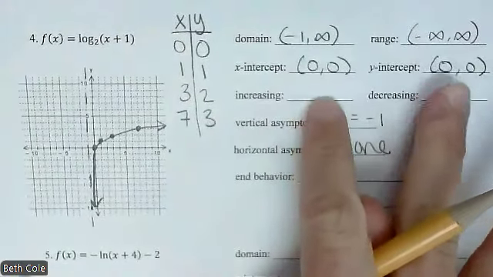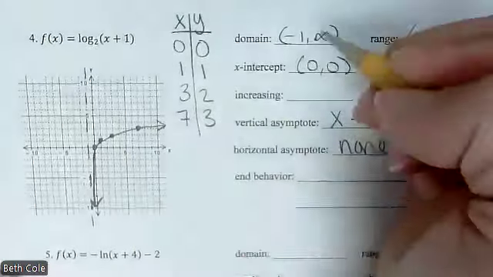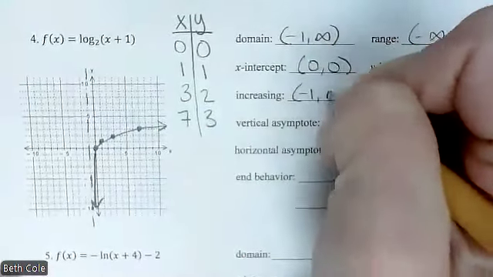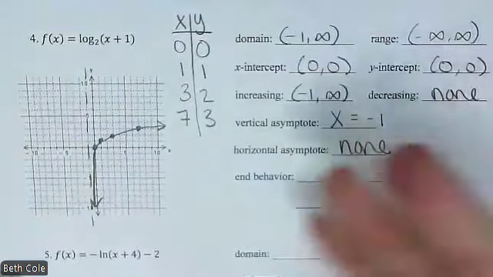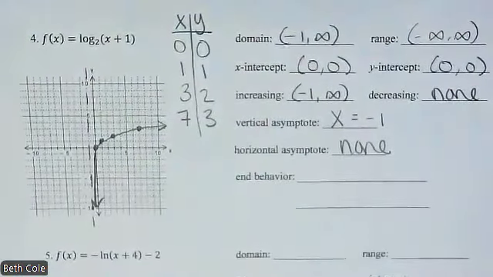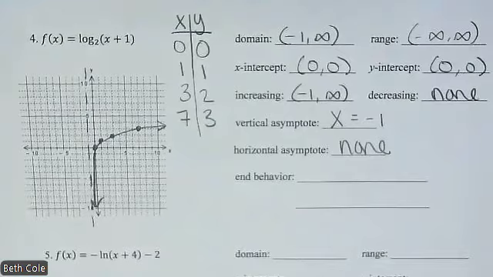Now you're going to copy that domain over for one or the other of these. One of them is going to say none. We are increasing. So you copy over that domain for increasing. Decreasing is none. And then your end behavior.